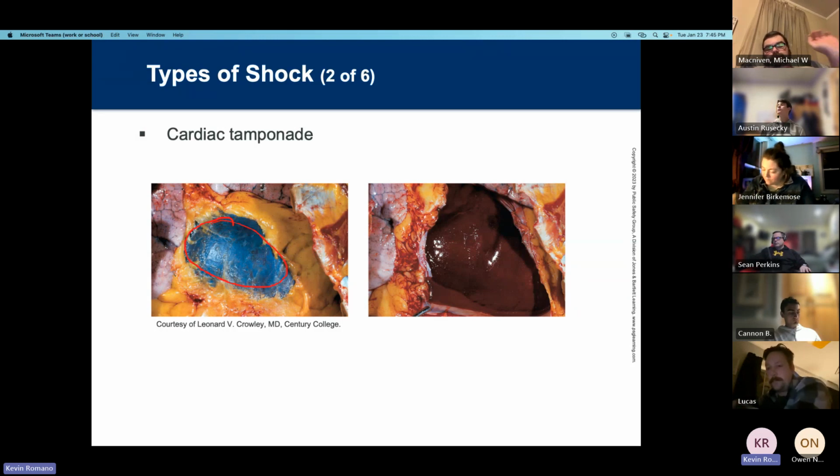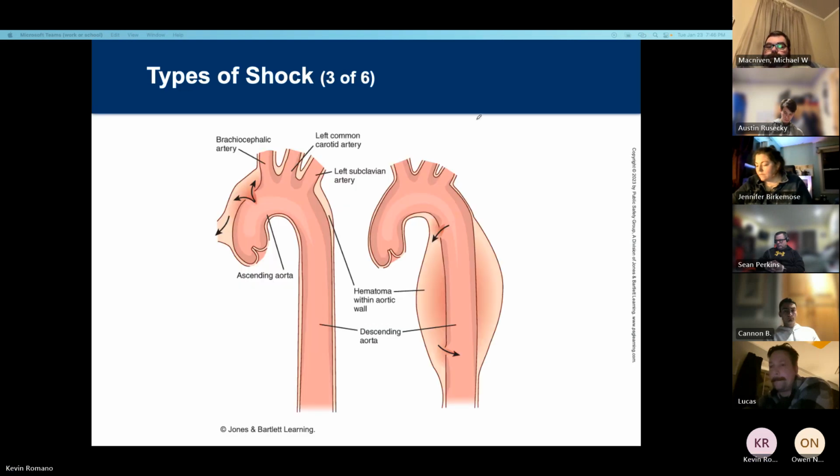Can you fix that in the field as an advanced EMT? No. What needs to happen with this is something called a pericardiocentesis. They stick a big long needle into the pericardial sac and they pull the fluid out. So nothing that we're going to be doing in the field. All right, next slide.